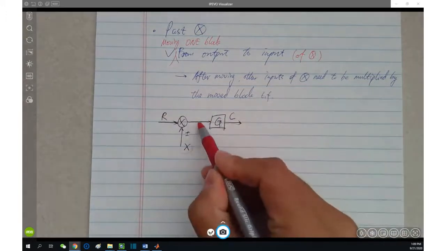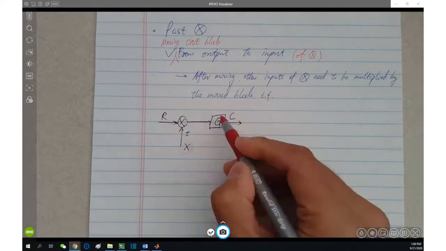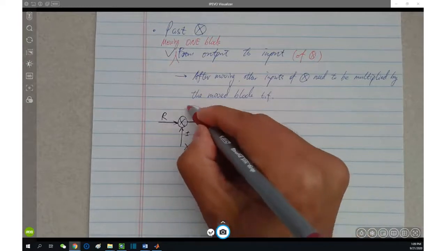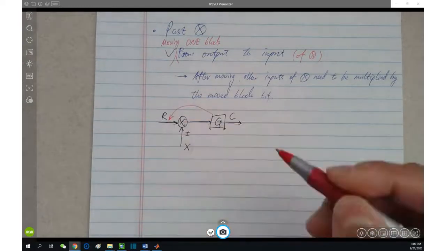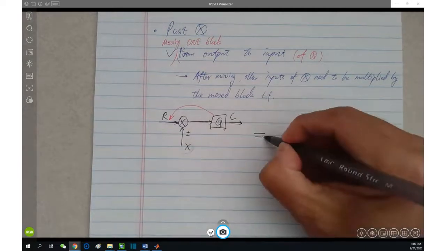Because this is the output side of the summing junction. This is the input side. So we are moving this G from the output side to the input side. Which is the input side? Obviously here, right? We're doing this moving. And then what is the resultant? Of course, it must be equivalent.